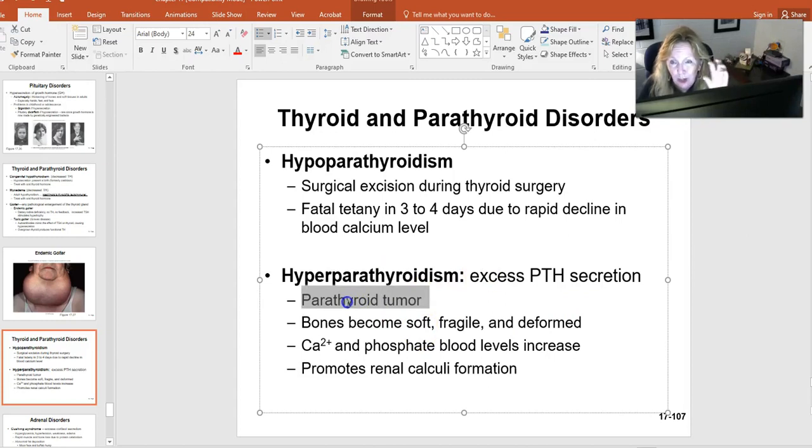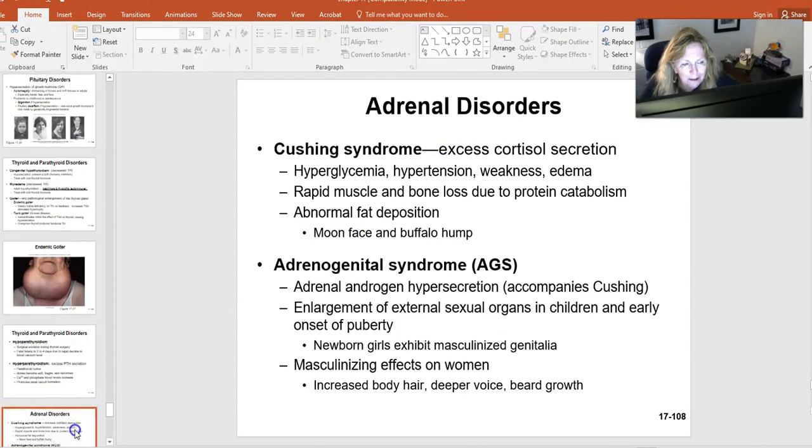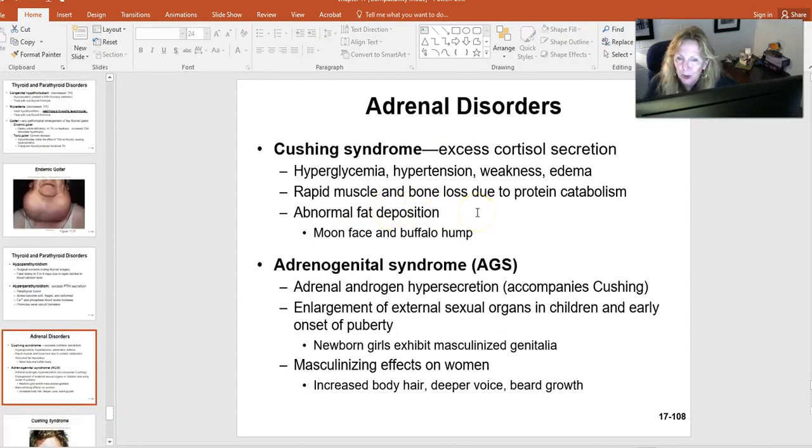So the parathyroid tumor and some parts of the gland have to be removed, but you do not want to remove all of them, right? Because you would see what would happen here. Adrenal disorders. There are quite a few adrenal disorders that we'll talk about. The first is Cushing's syndrome.